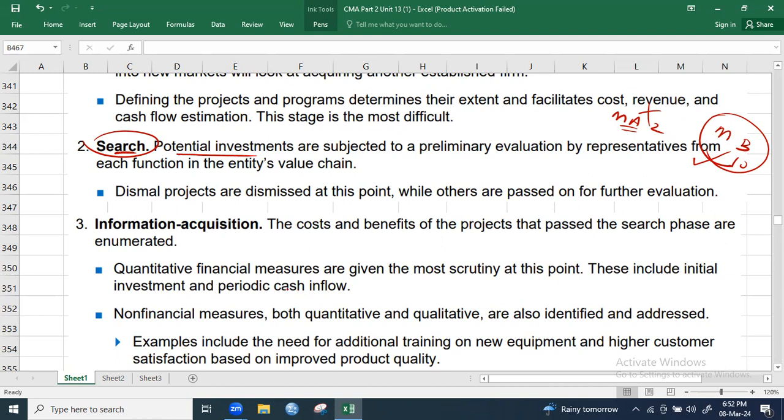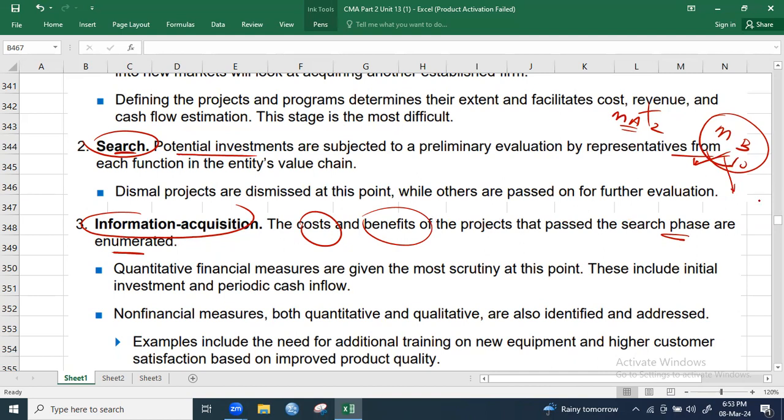Then after that, guys, what you have to do is information acquisition. Information acquisition means we have to identify the cost of this machine, and we also need to look at the benefits, what benefits you will get through this machine. So here the cost and benefit of the projects that pass the search phase are enumerated. Simply, you will try to forecast how much investment is required for this machine and how much cash inflow this machine can generate over the 10 years.